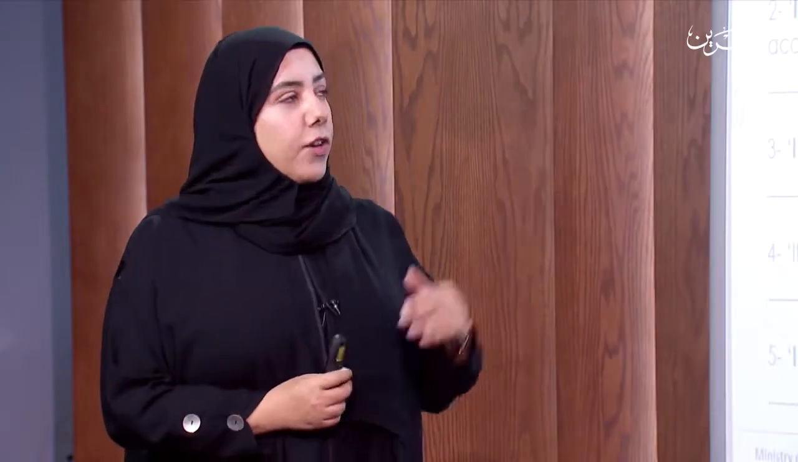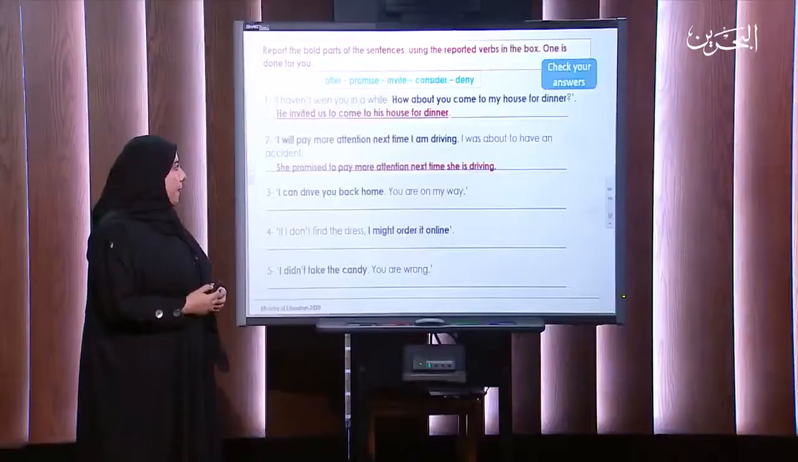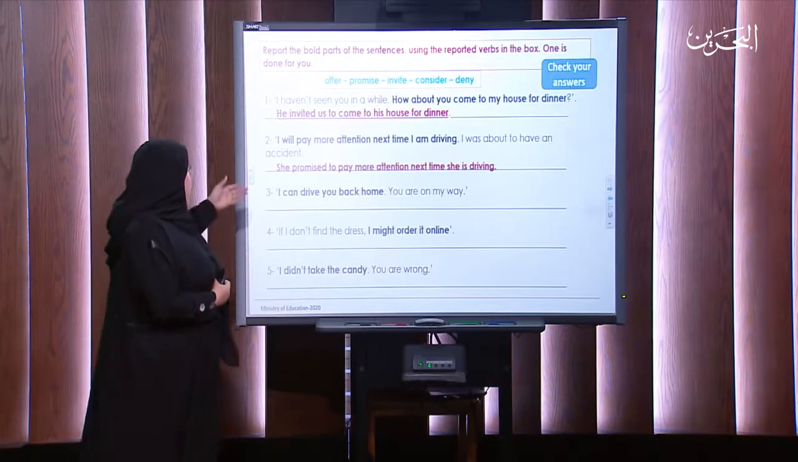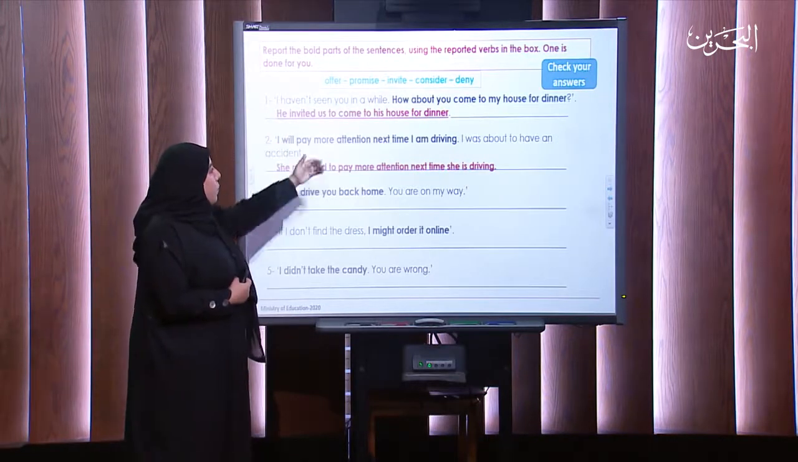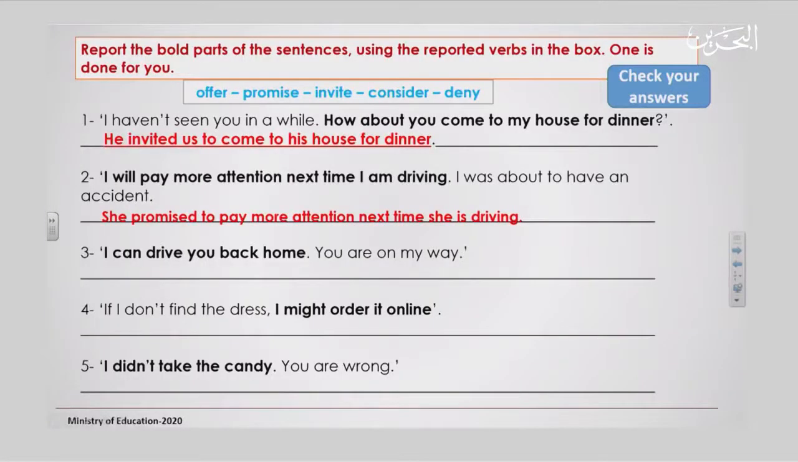Okay, so let's check your answers. Number two, the sentence said, I will pay more attention next time I'm driving. I was about to have an accident. So you'll start with the subject, she, and then promise, which is the reporting verb, plus to, plus the infinitive, which is the verb pay. Okay, so let's read it together again. She promised to pay more attention next time she is driving.